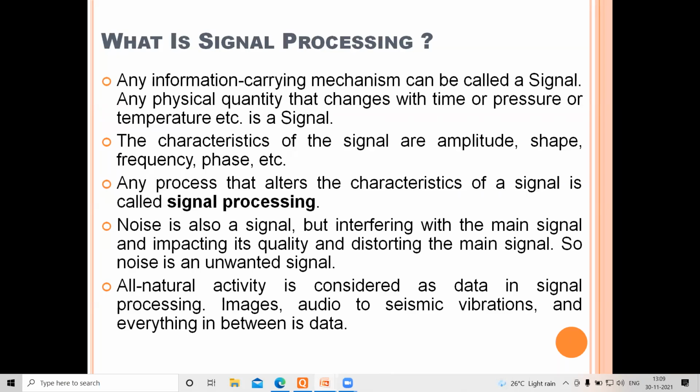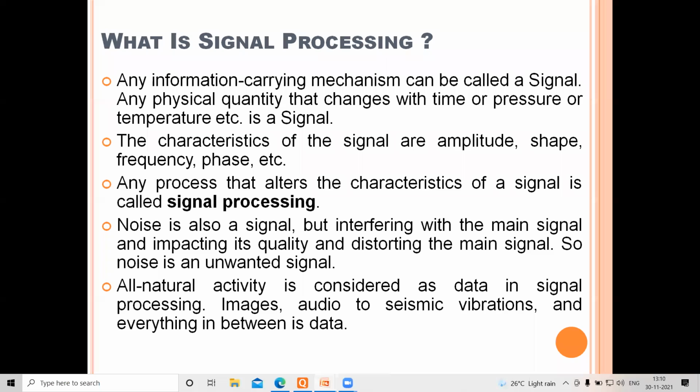Then what do I mean by signal processing? The question is what we mean by processing of a signal. As I said a while ago, any signal that carries information is a signal. Anything that is an information-carrying mechanism is called a signal. Any physical quantity that changes with time or pressure or temperature is a signal.